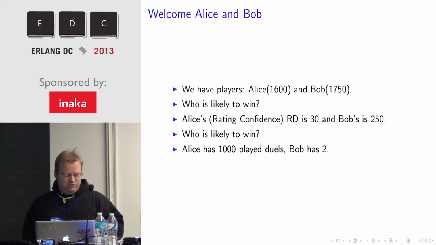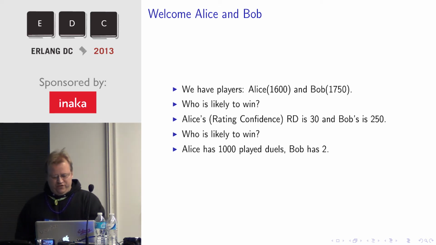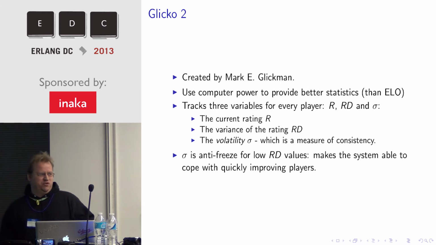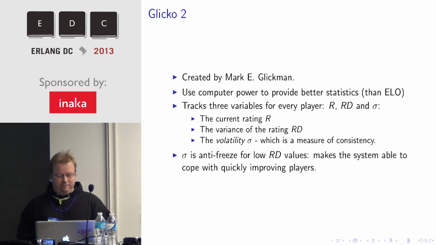And if I tell you that Alice has played 1,000 duels and Bob has only played 2, you might really believe in the skill rating of Alice, but the skill rating of Bob is basically just an educated guess at this point. So the way I rate is by a system known as Glicko-2, which is created by Mark E. Glickman.